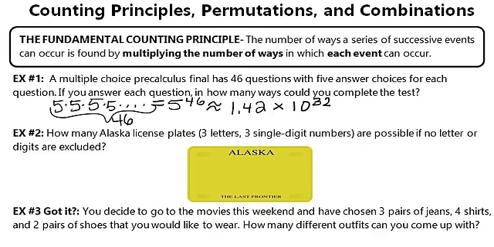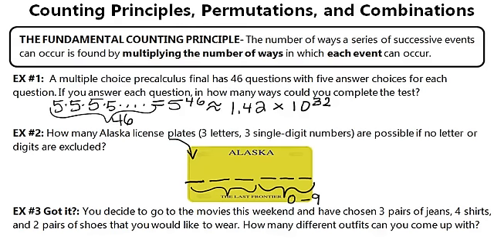Now, for example number 2, how many Alaska license plates are possible if no letter or digits are excluded? So there are 6 options on an Alaskan license plate. The first 3 are alphabetical choices. The second 3 are numerical choices from 0 to 9. For each of these alphabet places, we have 26 options because there are 26 letters of the alphabet.